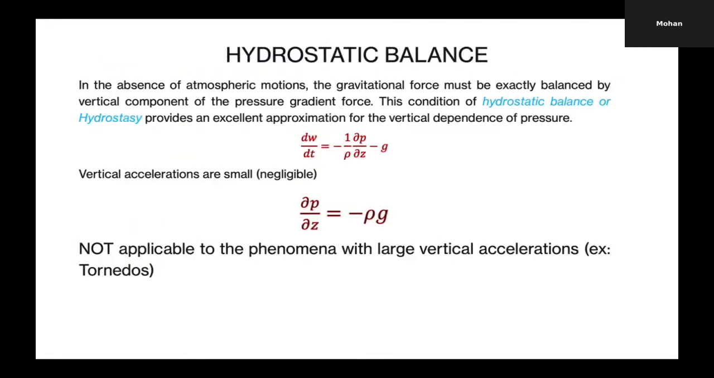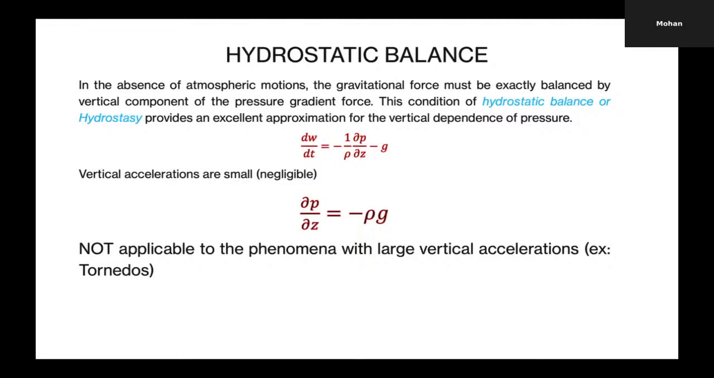And the other aspect that we need is the hydrostatic balance. Let us say that you don't have any atmospheric motions. There are different forces acting on the atmosphere parcel. One of the forces is the gravitational force. If you consider that there is no atmospheric motion, whatever gravitational force is acting on the amount of air parcel would be vertically balanced by the pressure gradient force. This is the vertical pressure gradient force.